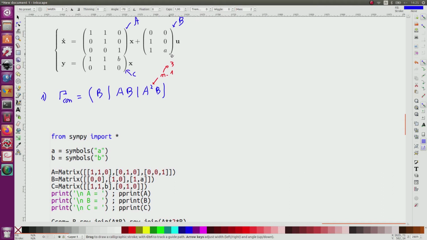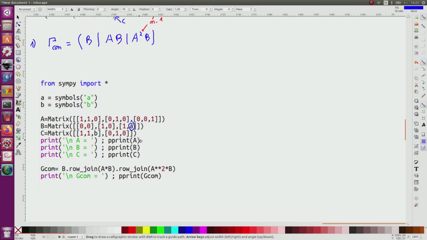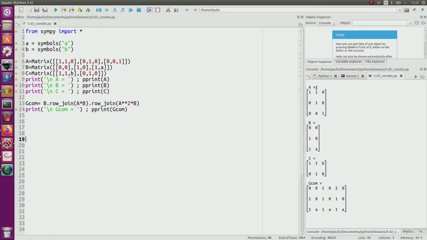C is here, and we can see that the symbol a is in the matrix B. Now I will print, so pprint means pretty print, so that you have a better visualization of the matrices A, B, and C. And I will form the controllability matrix JCOM here, where I will join the columns of the matrices B, AB, and then A squared B. And after I will print it on the screen.